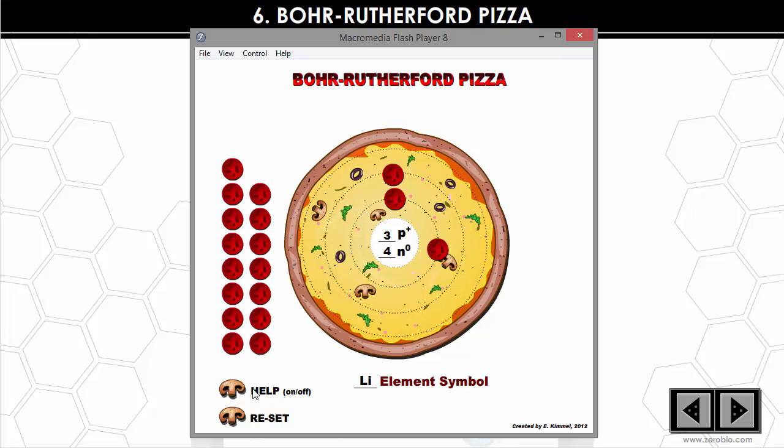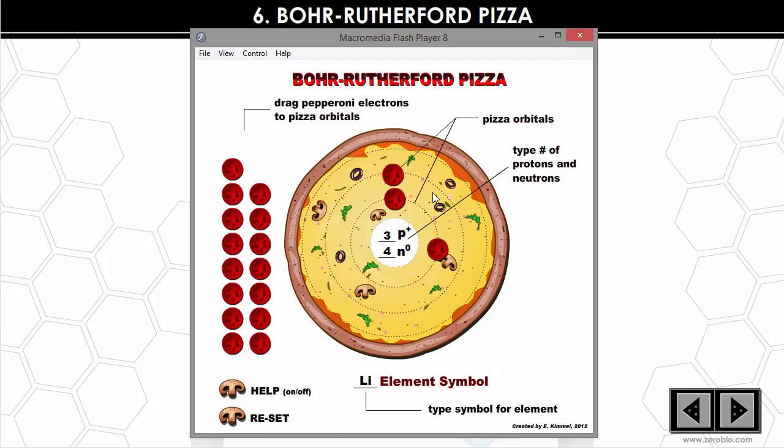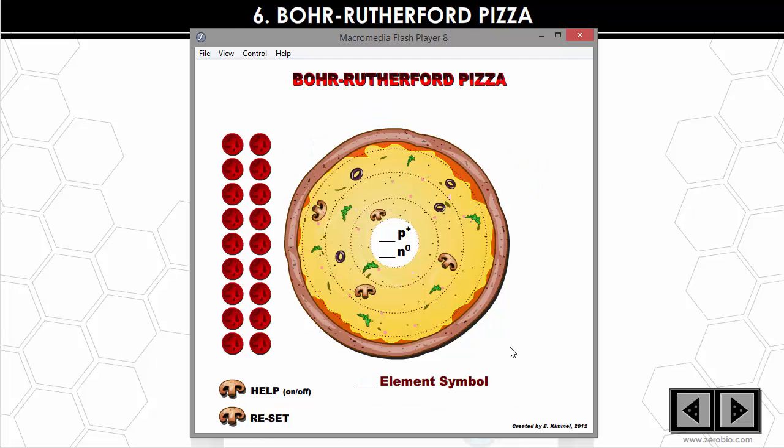You can also click on the mushrooms here if you need some help, and this will tell you a little bit of what to do. All right, so I hope that helped you understand Bohr Rutherford diagrams and enjoy that Bohr Rutherford pizza.